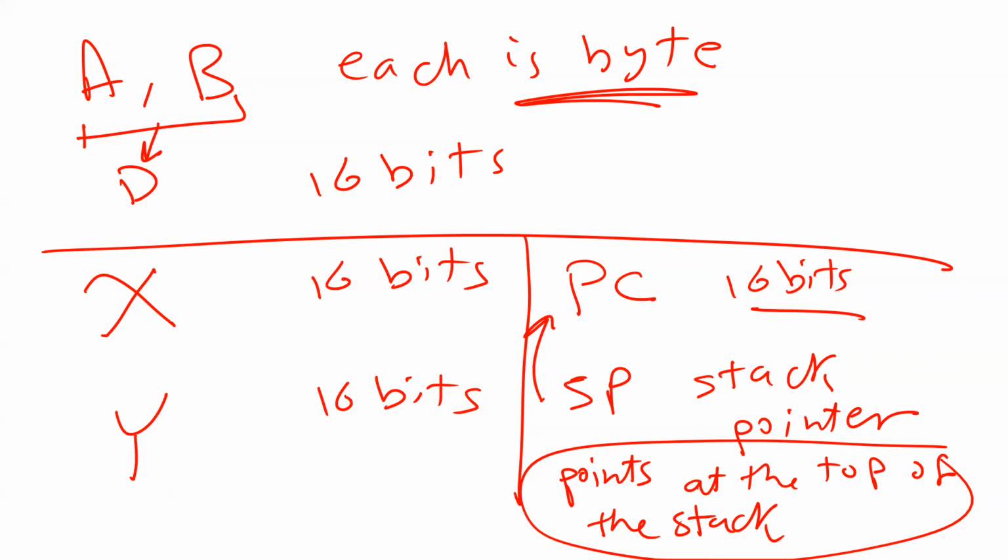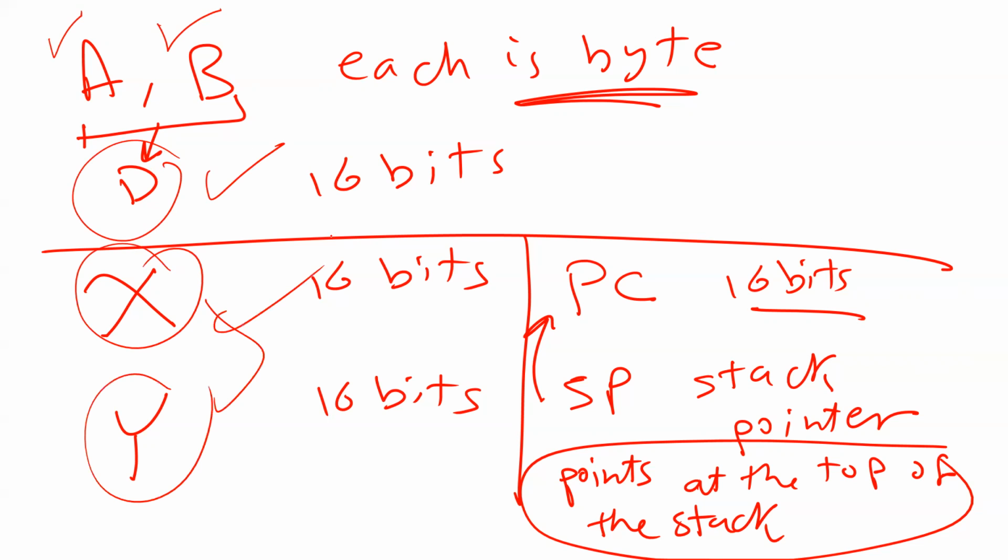So what you can use in your program is register A, register B, register D, or X and Y. That's all the registers we have. On top of that, we have two more registers, but these are not general purpose. They are not for your use. They have a dedicated function like PC.